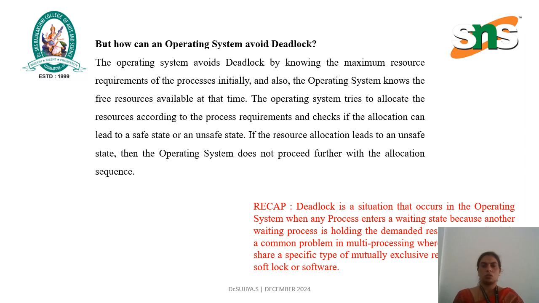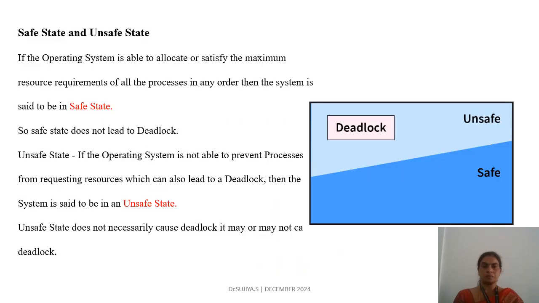So, just a recap here: deadlock is a situation that occurs in an operating system when any process enters a waiting state because another waiting process is holding the demanded resources. And it is a common problem in multiprocessing operating systems where they share a specific type of mutual exclusion resources, and this is called a soft mode of software.